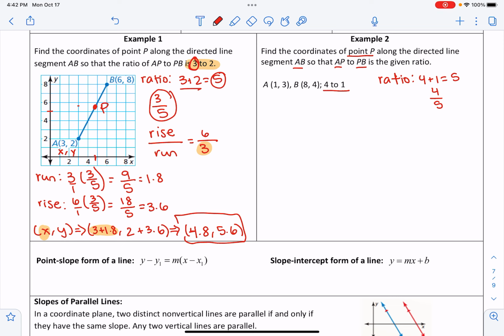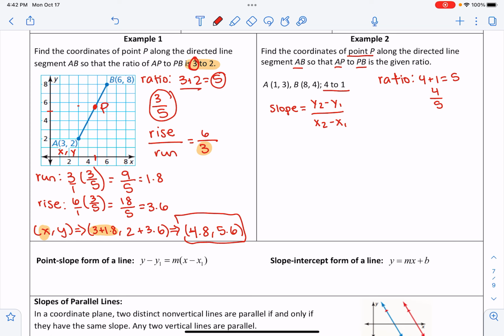Now, order matters on this because we don't have a graph, so I can't just count my rise over run. I need to find my actual slope. My actual slope, using the slope formula from algebra, is y2 minus y1 divided by x2 minus x1. Now, for these, you guys, order does matter.